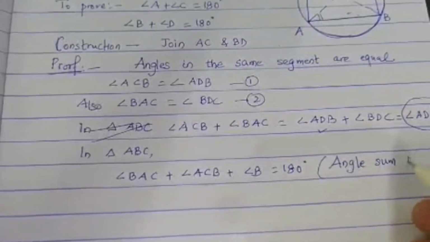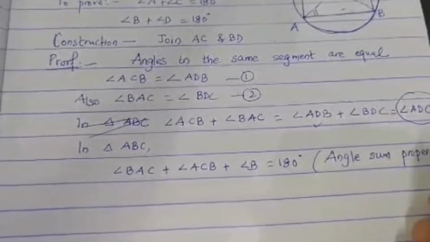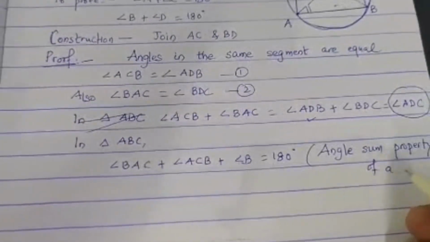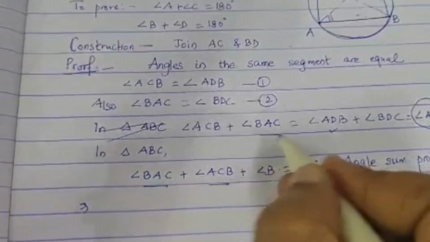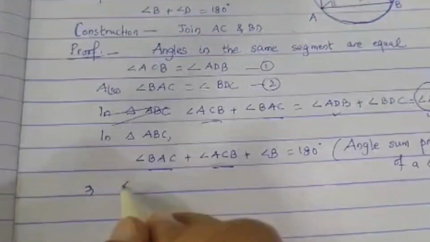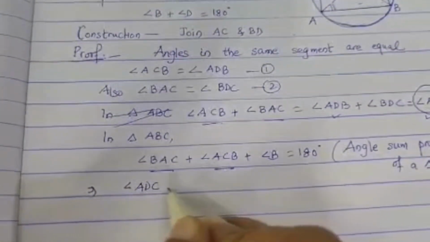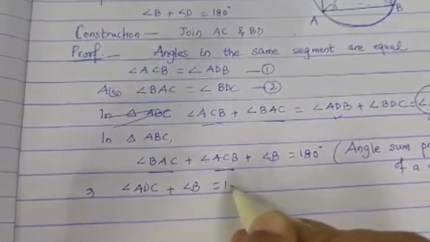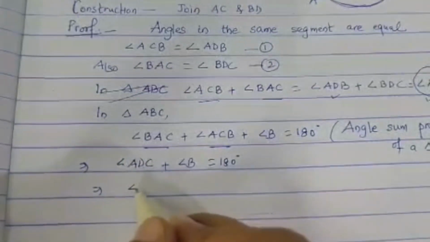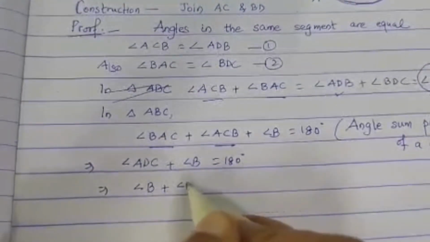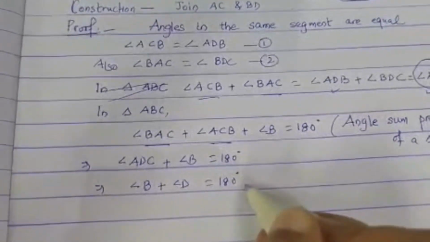Angle sum property of a triangle. So this implies angle BAC plus angle ACB equal angle ADC. Angle ADC plus angle B equal to 180 degrees. And what is this angle ADC? This is basically angle D. So we can write angle B plus angle D equal to 180 degrees, and this is proved.